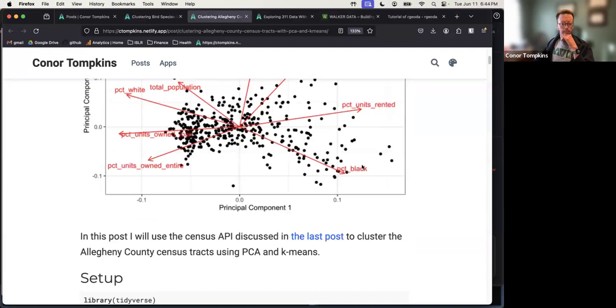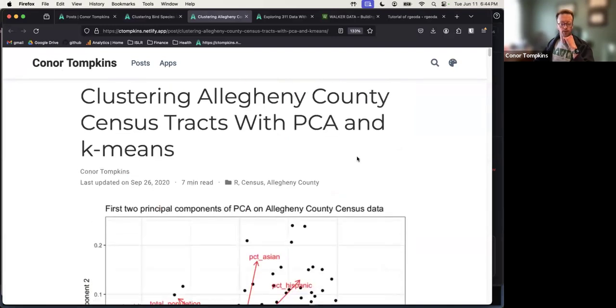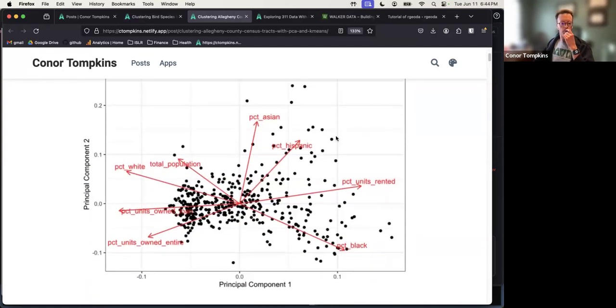I also did PCA on census data for the area that I live in Pittsburgh. So I got some data from the tidycensus package, and I got some demographic data, and also information about housing. So we have the percent of the population that's white, Hispanic, Black, Asian, the total population, and then information about the housing units in the area. So what percent of the total housing units are rented versus owned with a mortgage, and then owned outright. So maybe they paid the mortgage off and just paid in cash.